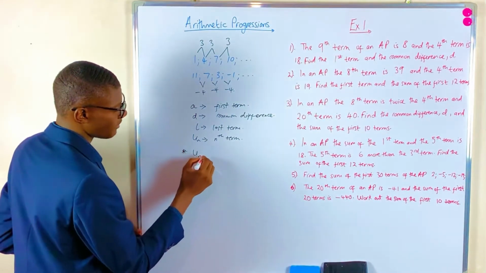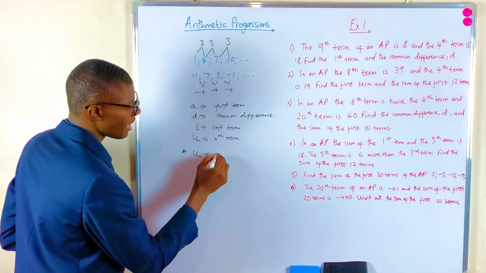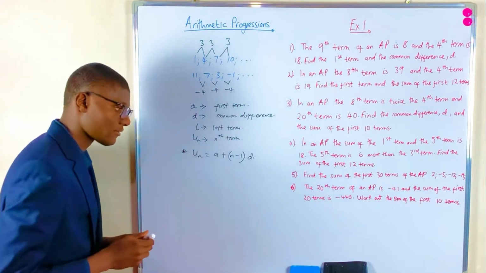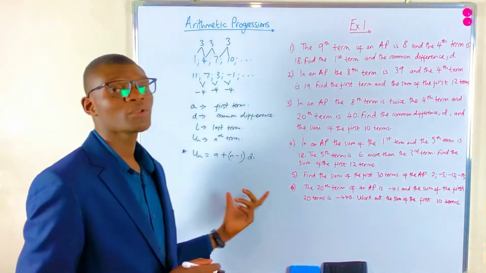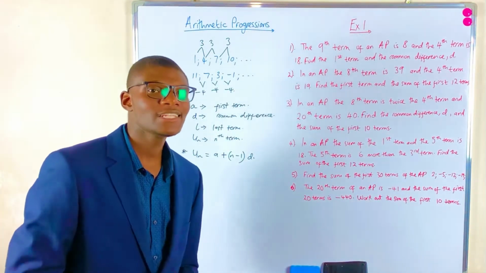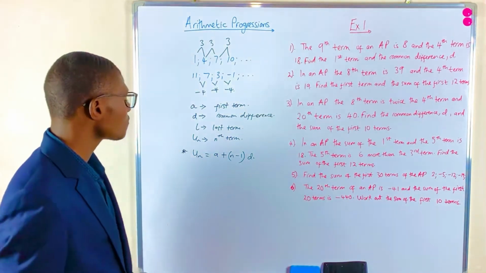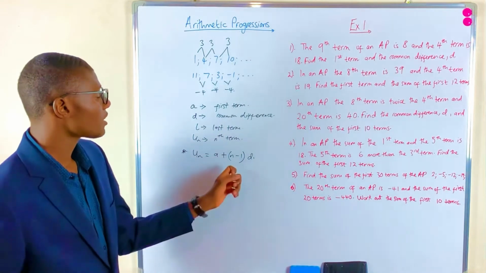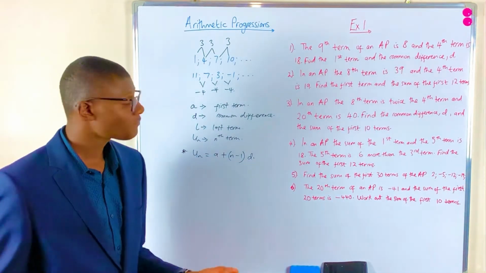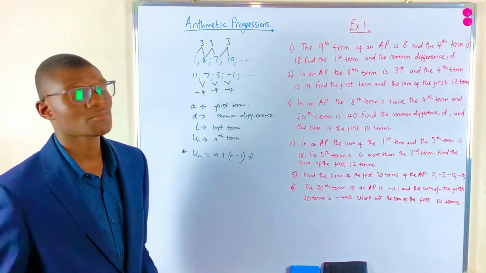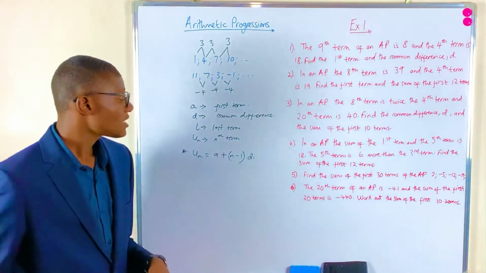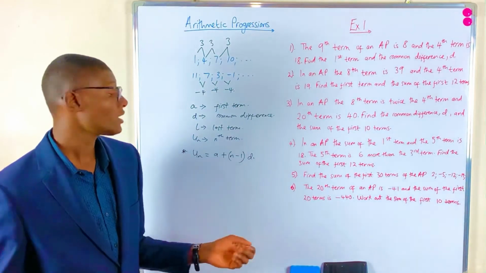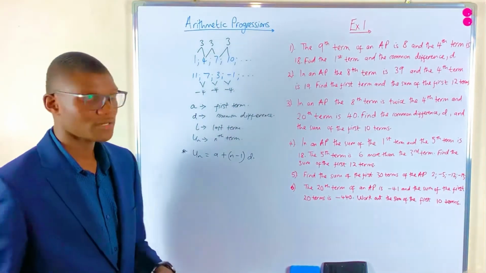The nth term of an arithmetic progression is given by a plus n minus 1 multiplied by d. This general formula can help us find any term of an arithmetic progression. If you want to find the first term, n is equal to 1, so 1 minus 1 gives us 0, and a plus 0 gives us a. For the second term, n is equal to 2, so 2 minus 1 is 1, and that's a plus d.